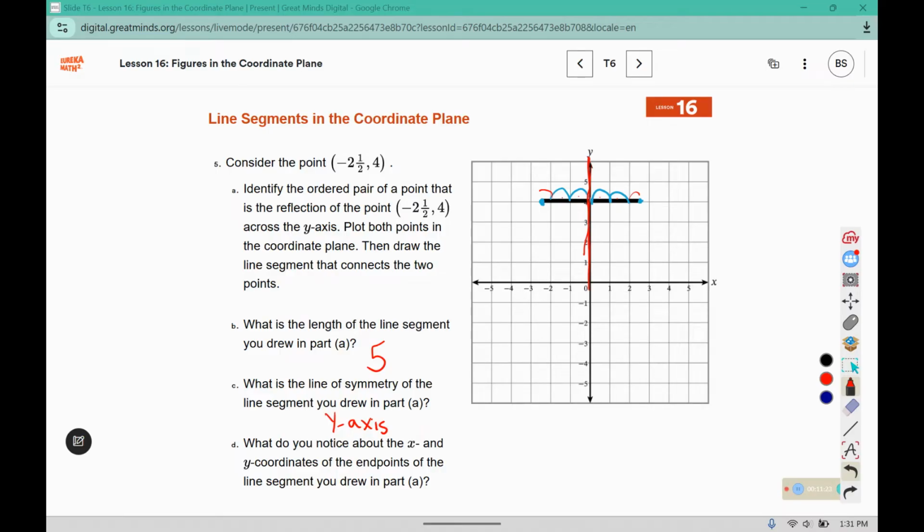What do you notice about the x and y coordinates of the endpoints of the segment you drew in part A? Well, we have -2 and a half, 4, and this one over here, this endpoint, is +2 and a half, +4. So they have the same y coordinate, and their x coordinates are opposite.